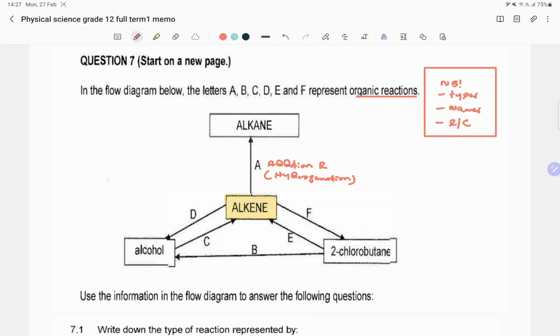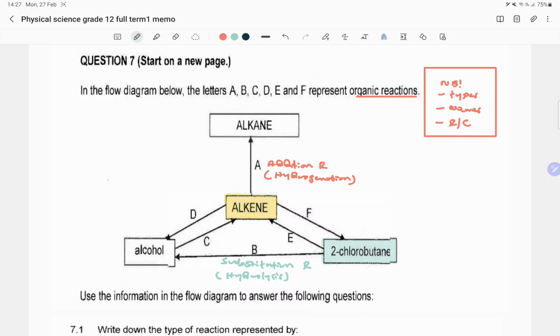Now, let's look at B. B is giving us a 2-chlorobutane. So the 2 there gives us the position of the chloride atom, which is the halide. It says it's in carbon 2. Now what happens with this one? It's going to an alcohol. So when you're taking a haloalkane to an alcohol, you are basically doing a substitution reaction. It's a substitution reaction, and of course this one is essentially called hydrolysis.